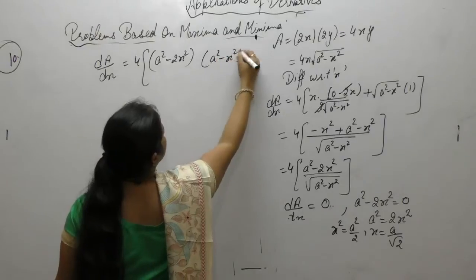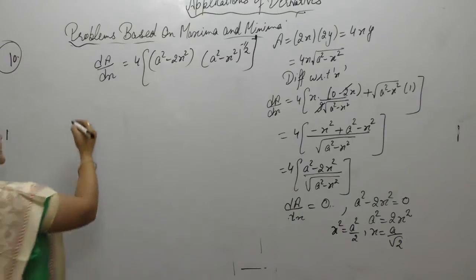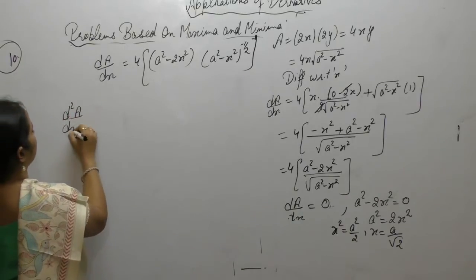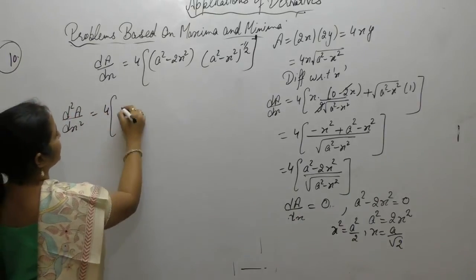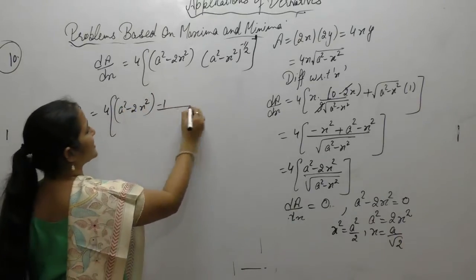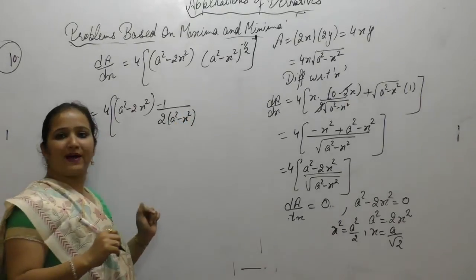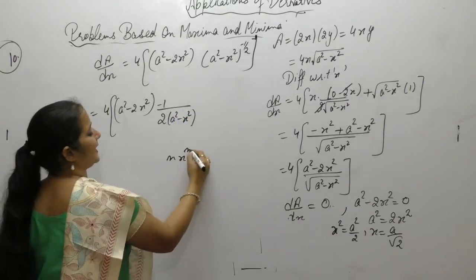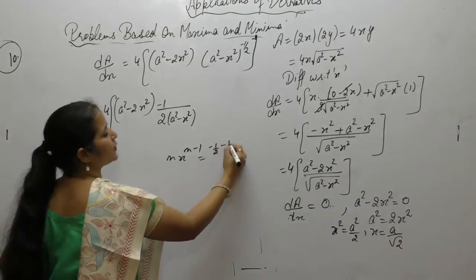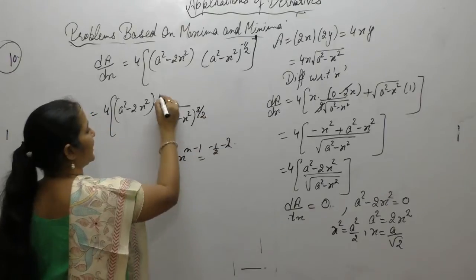a square minus x square power minus 1 by 2. Now take the second derivative, u into v rule. First function, derivative of second: minus 1 by 2, a square minus x square, x power n, n x power n minus 1, minus 1 by 2 minus 1, minus 3 by 2.